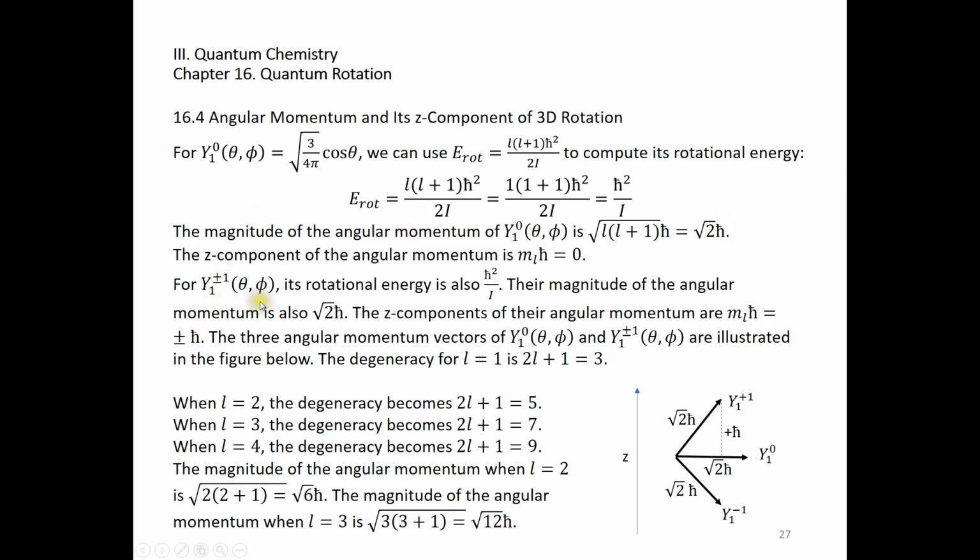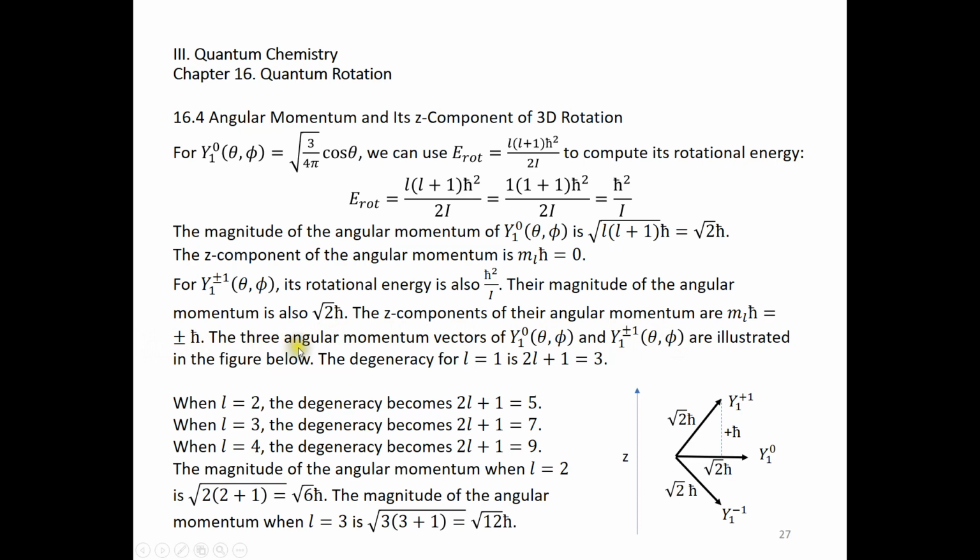Now let's look at two other solutions over here. L is 1. M sub L can be plus 1 or minus 1. What is its rotational energy? We can again use this equation, very simple. L is 1, so the rotational energy is h bar squared over I. The magnitude of the angular momentum is again the square root of 2 h bar. Because again the rotational energy over here is the angular momentum squared over 2I. What about the z component? Well, the z component is plus minus h bar, because the z component of the angular momentum is m sub L h bar.